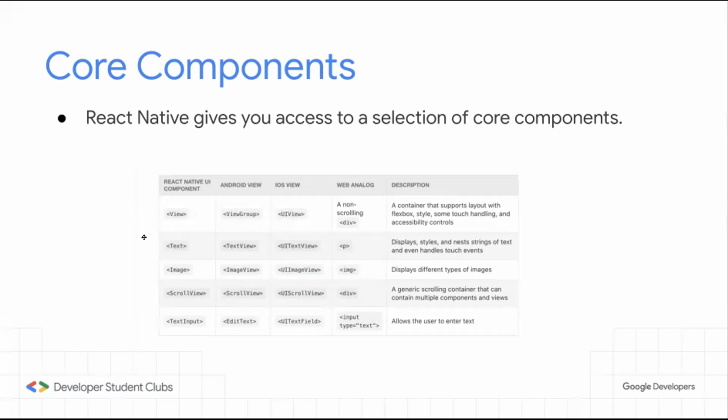A text component is similar to a p tag. An image component, similar to IMG in HTML, and so on. One thing we do have to note here that's a little bit funky, if y'all are unfamiliar with mobile development, is we have two components here that signify a non-scrolling div and a div.